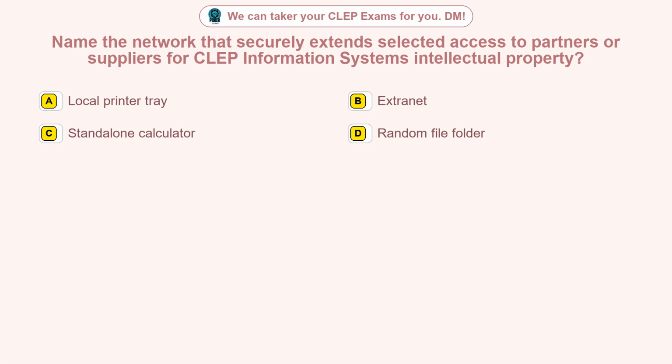Option A, local printer tray. Option B, extranet. Option C, standalone calculator. Option D, random file folder. The correct answer is option B, extranet.